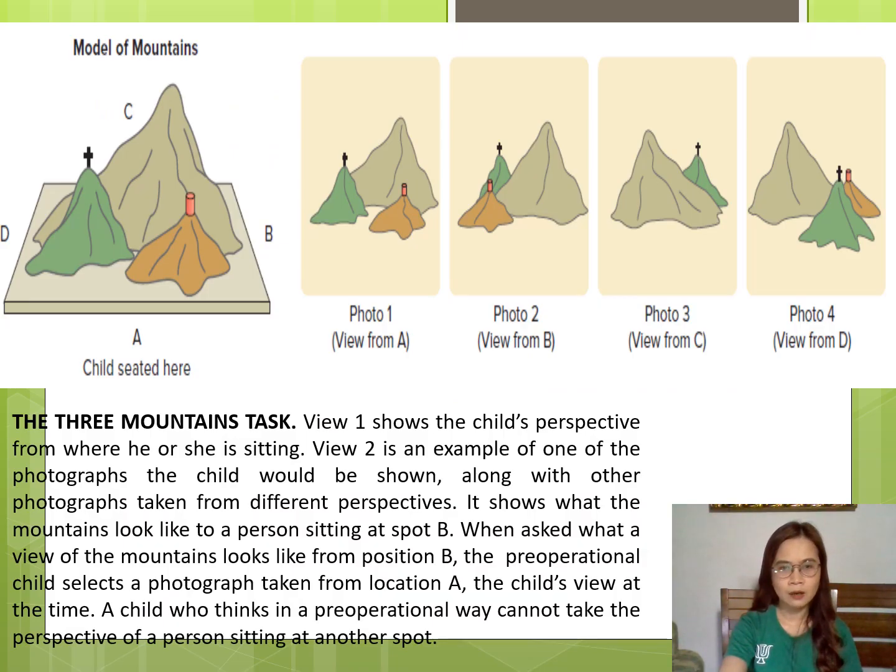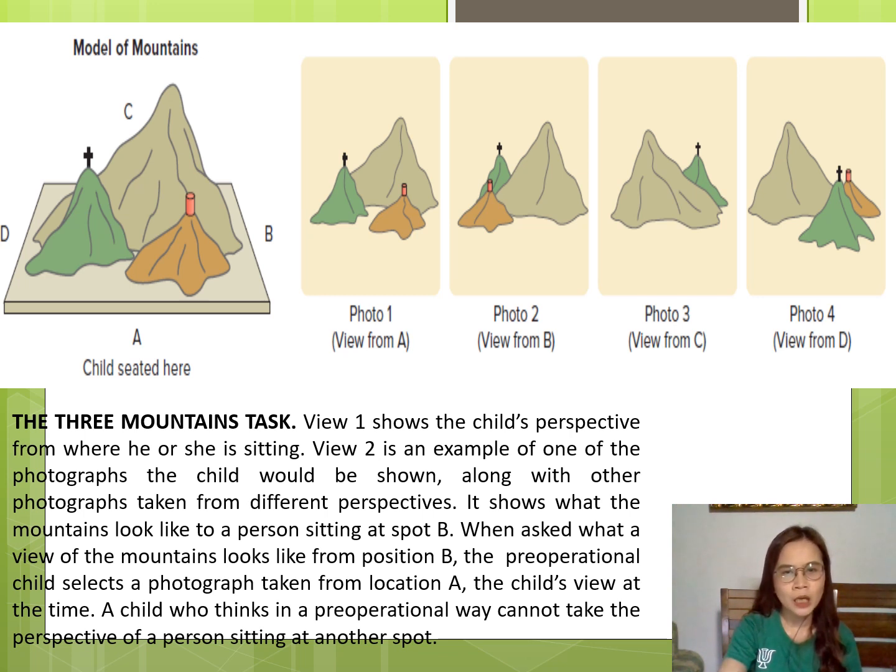Alright, so this is how to explain the egocentrism. This is an experiment called the Three Mountains Task. Ayan, so dito sa unang figure, ayan, the model of mountains. So the child seated here in the A view, yan, ito yung nakikita niya. And then the D is the left, B is the right, and then C yung sa kabila.